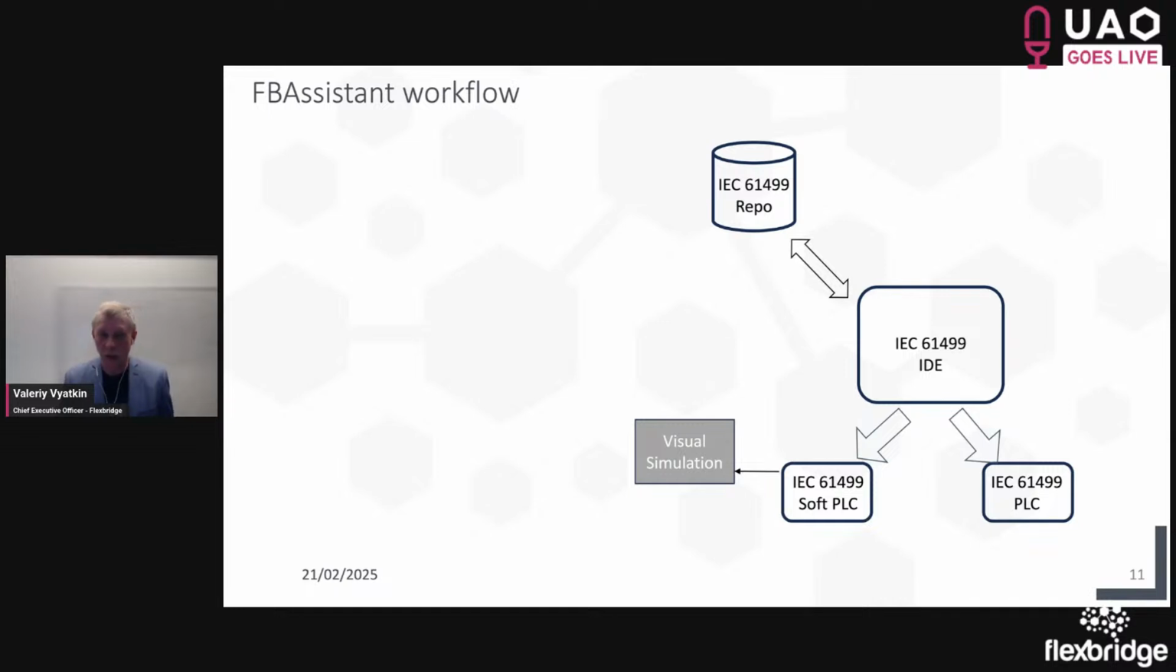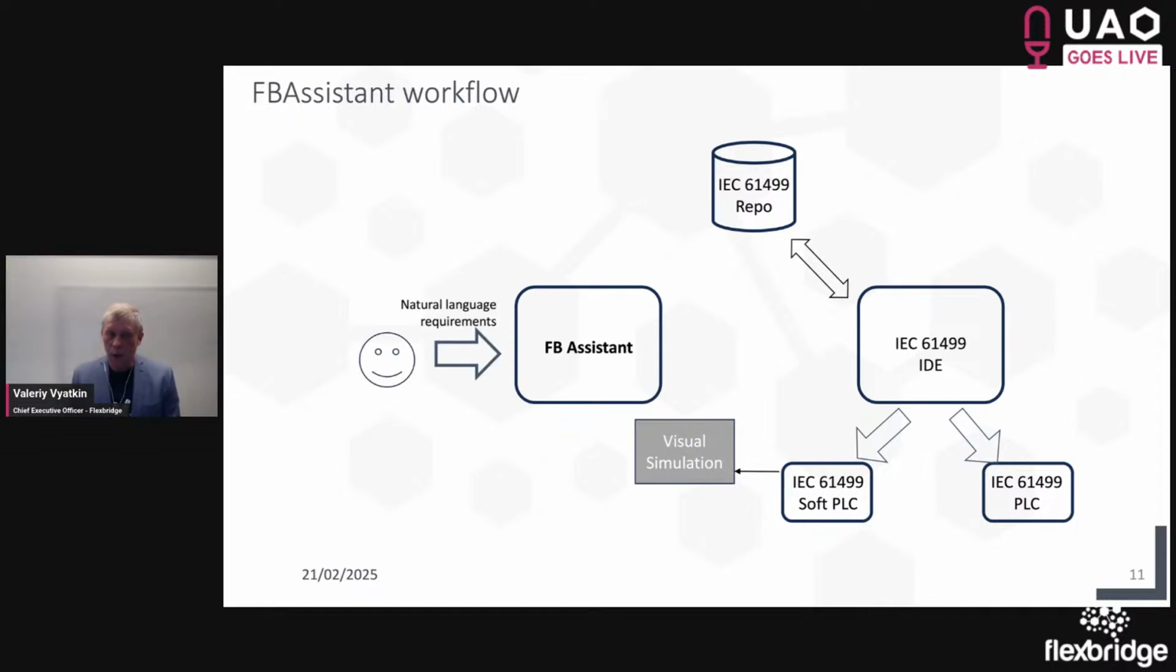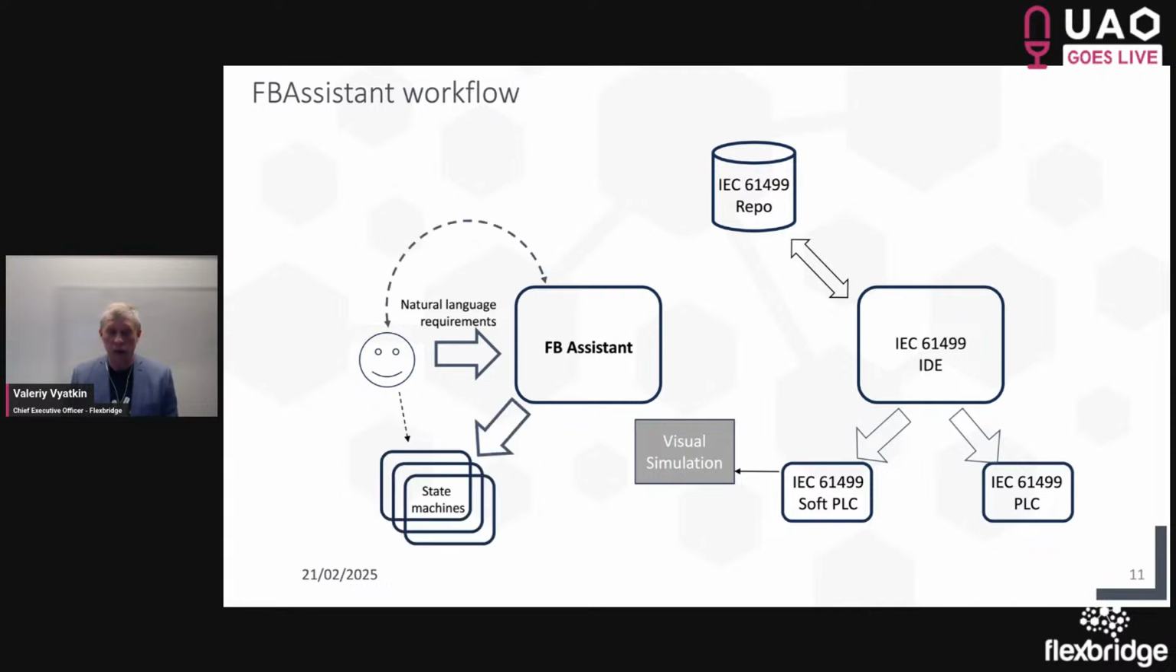So where is a function block assistant here? So what is the role of function block assistant in this workflow? The developer communicates with the function block assistant using natural language and provides requirements in the natural language. Then function block assistant, from this natural language requirements, creates state machines and lets the developer check those state machines and reply whether these state machines, in the opinion of developer, correctly represent the requirements.